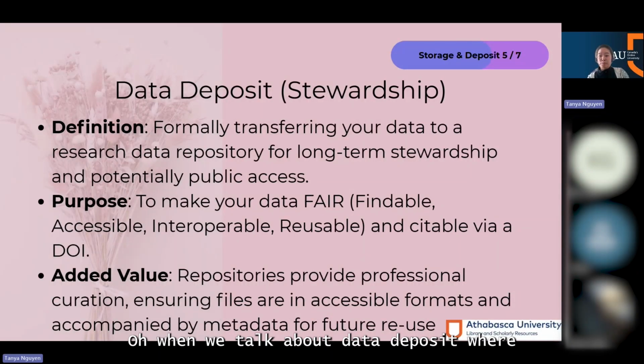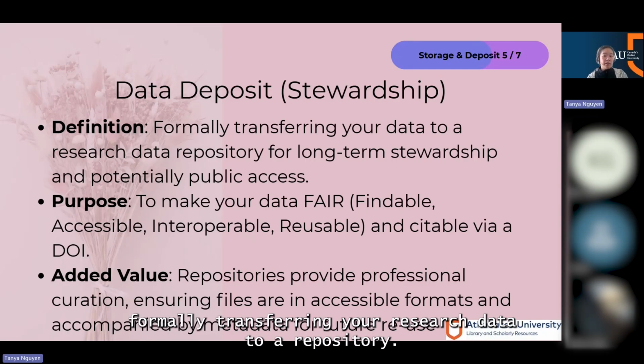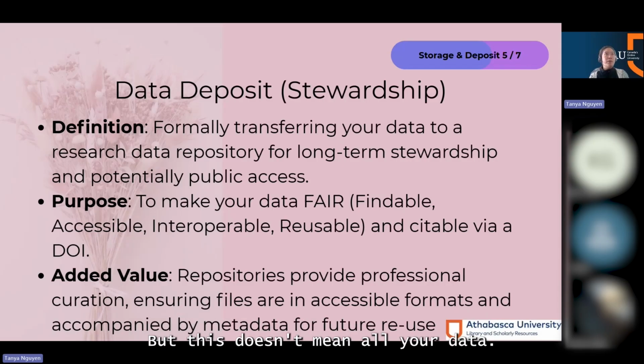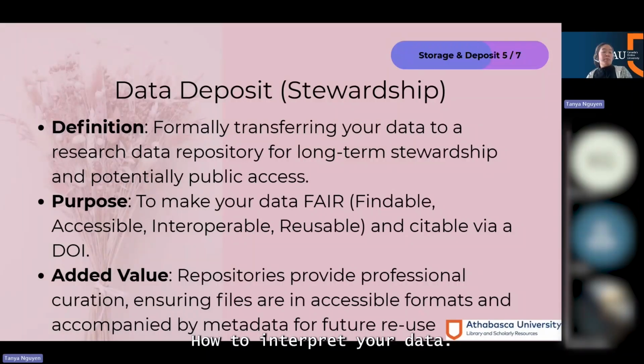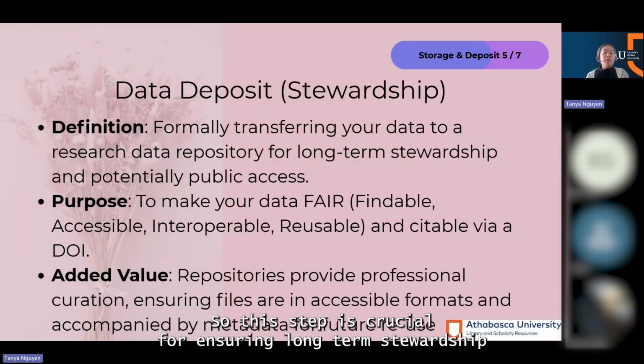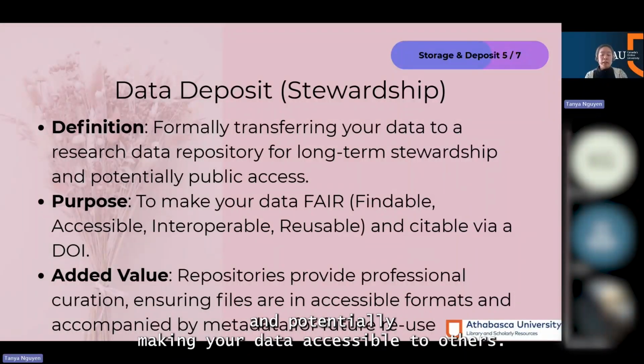So when we talk about data deposit, we're formally transferring your research data to a repository, but this doesn't mean all your data. This is mostly your final outputs of your data that you're comfortable sharing and that would help others who access your data interpret it. So this step is crucial for ensuring long-term stewardship and potentially making your data accessible to others.